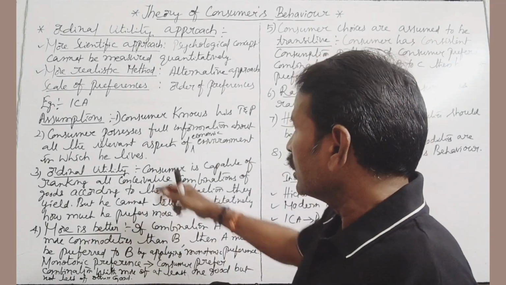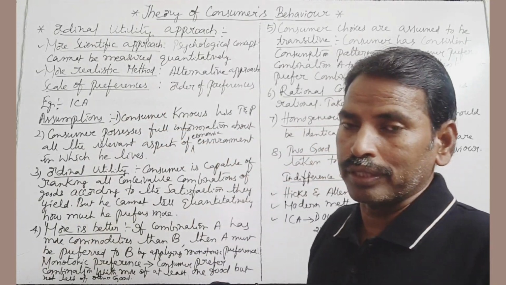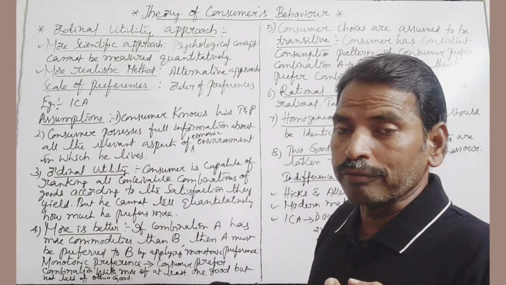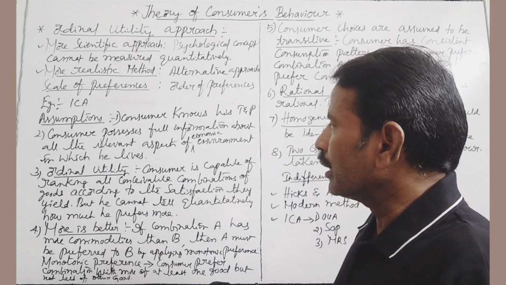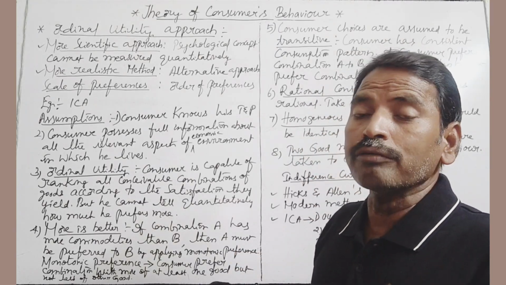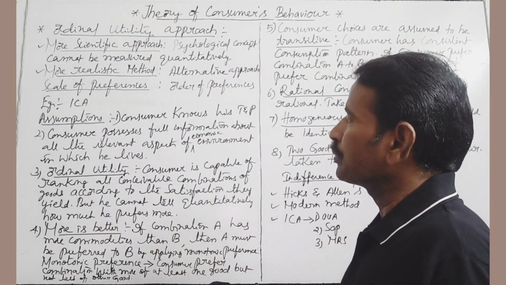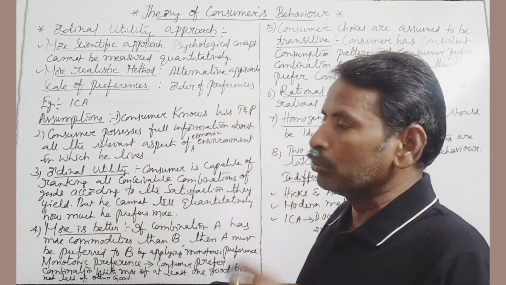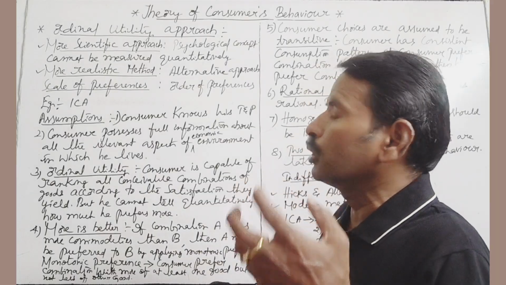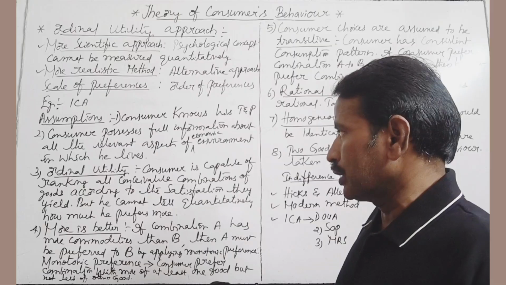Next, the ordinal utility approach mainly depends upon scale of preferences, or order of preferences, or rank of preferences, ranking of preferences. That is why the ordinal utility approach is a more scientific approach, a more realistic method, and it depends upon scale of preference.